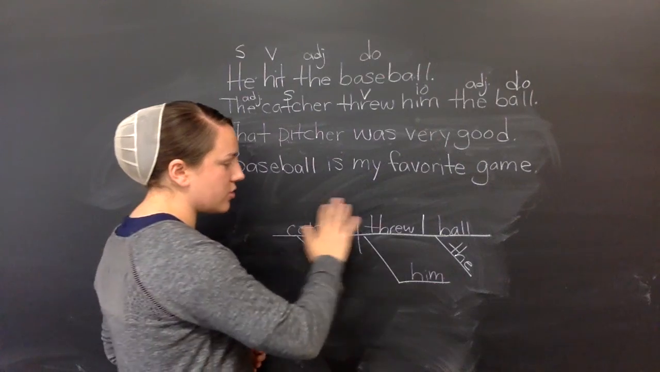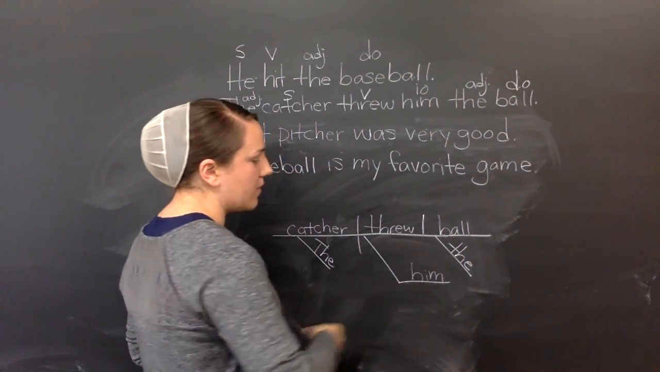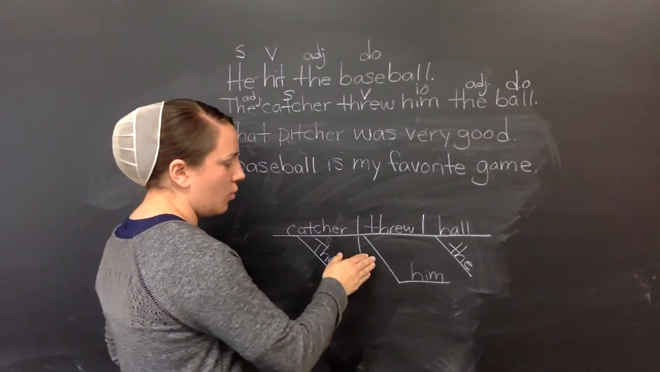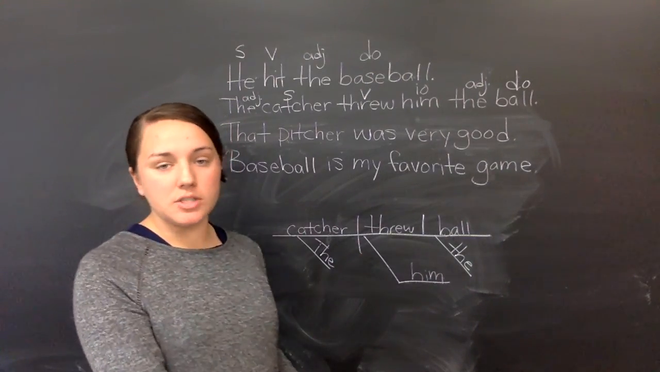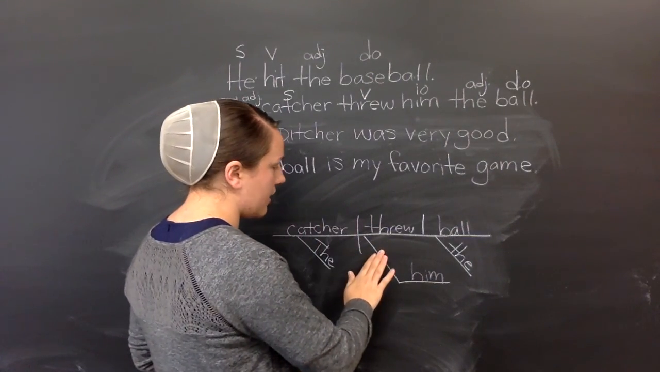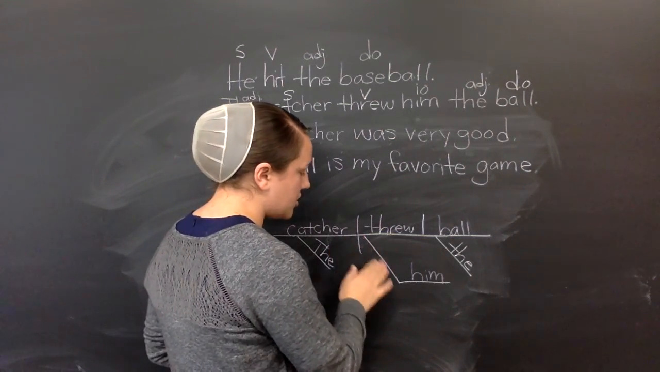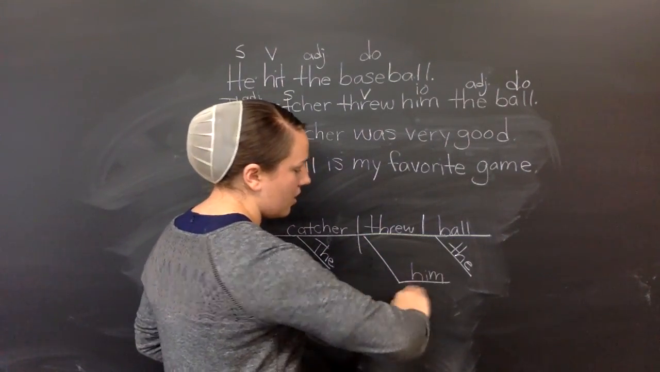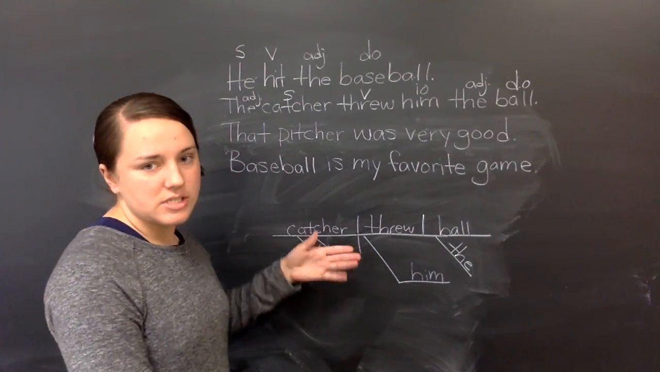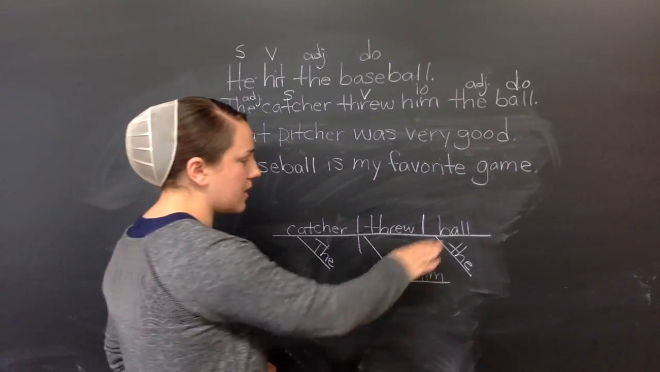Just the catcher threw ball, the ball, and we have him, who he threw it to, just right underneath threw here. Not just a slanted line, but on the horizontal line there. This part is just left blank, okay? So indirect object, direct object.